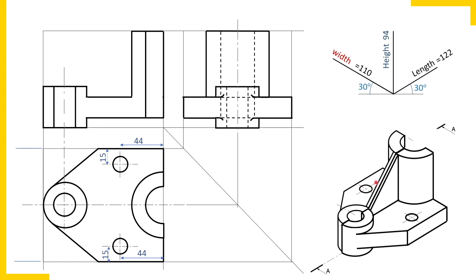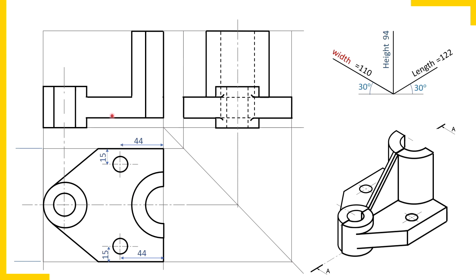But a simple logic to draw the sectional view: tell me whether these two holes are getting cut by the cutting line. This is the cutting line, and these two holes are not getting cut by it. Check here: it passes through the center of the cylinder and the center of the semicircle. This is the cutting line. So the cutting line is not cutting these two holes.